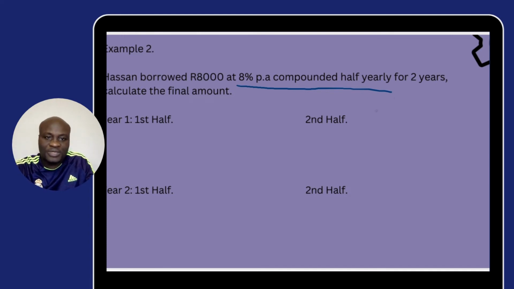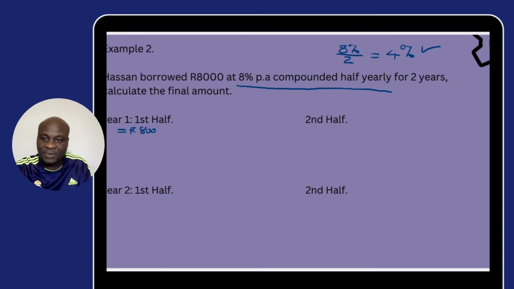So what happens now is, for us to get the rate, we are going to say 8%, which is per year, we divide it by 2, which means per every interval, per every period that we are going to calculate, we are going to use 4%. And the other procedure is the same. So year number 1, this is how we do it.